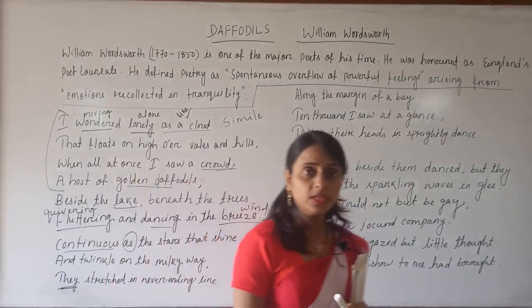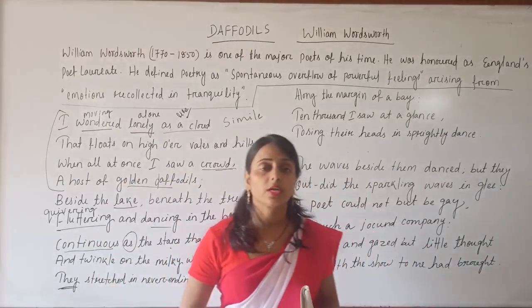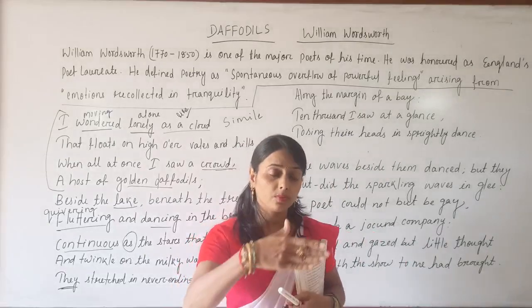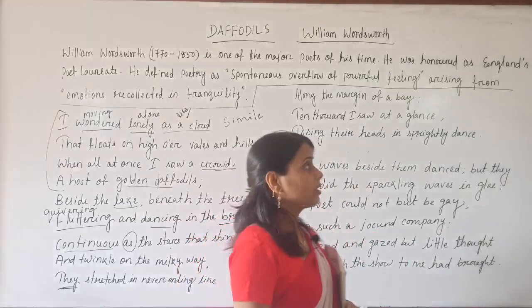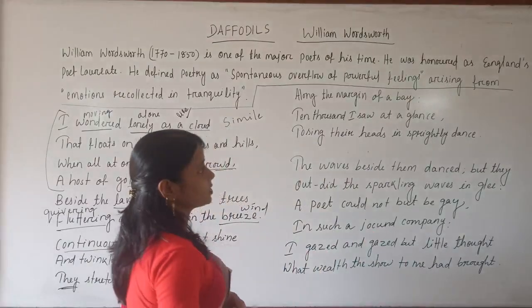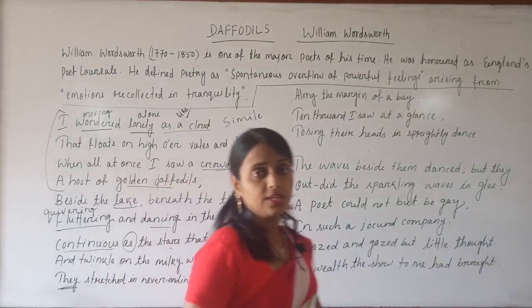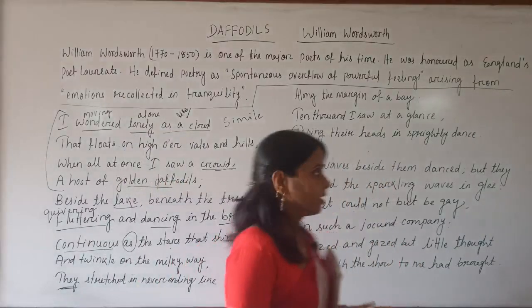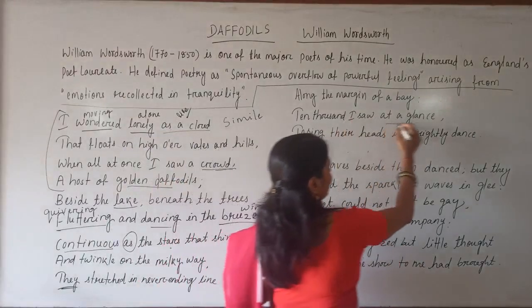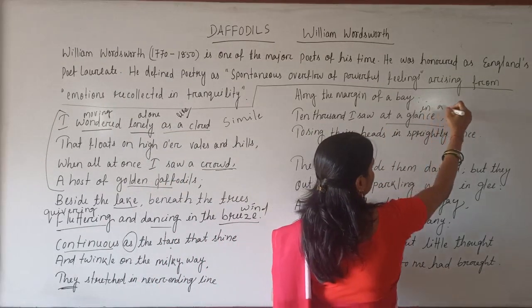And where were the daffodils? The daffodils were bloomed along the margin of a bay, along the border of a lake. There were daffodils. 10,000 I saw at a glance. At a glance means what? In a single sight.